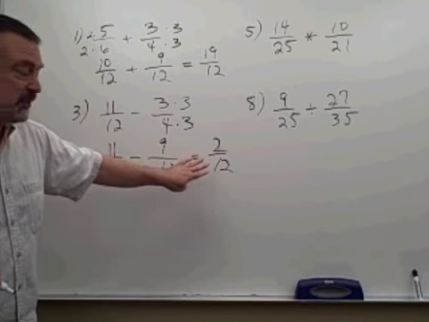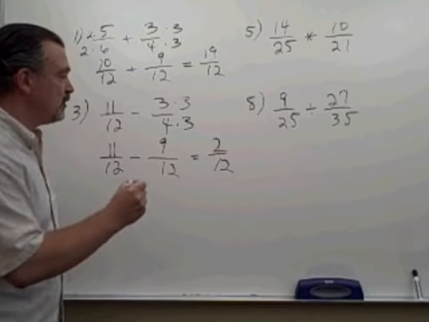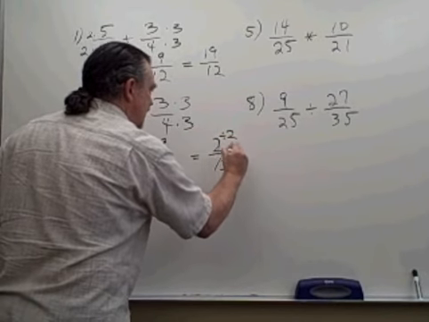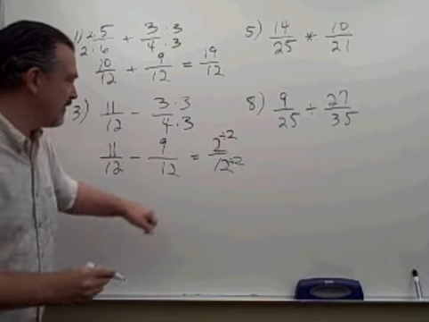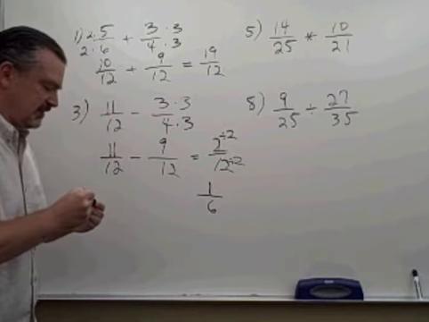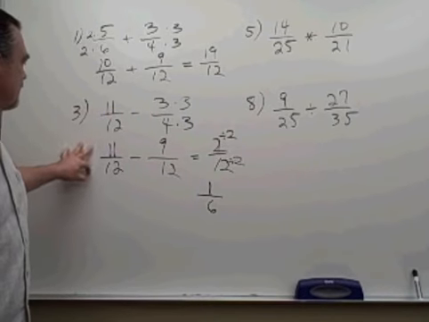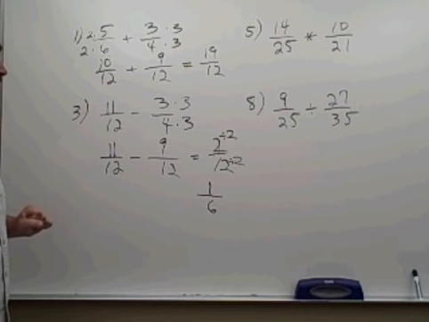And 2/12 we can reduce. 2 is a factor of both of those. 2 can be divided by 2, and 12 can be divided by 2. 2 divided by 2 gives us 1. 12 divided by 2 gives us 6. So 11/12 minus 3/4 gives us an answer of 1/6.